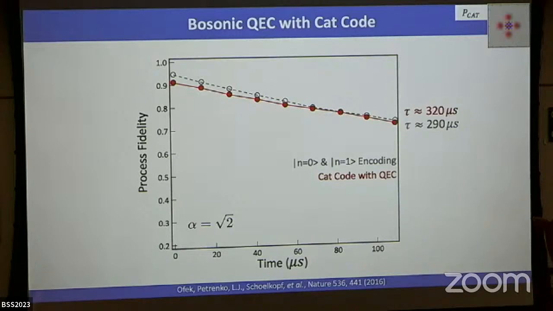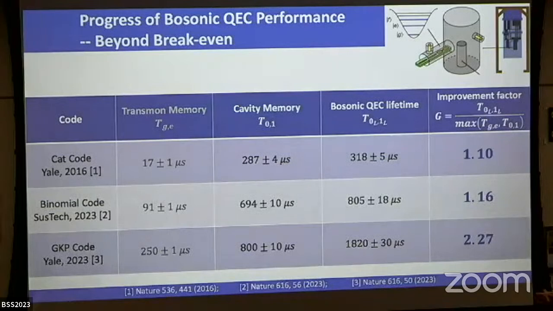Yeah, but here you see it decays a bit slower compared to the other one. But this is not the only experiment. The first one was done in 2016, and earlier this year there are 2 more experiments. Now we complete the full set with the binomial code and GKP code.